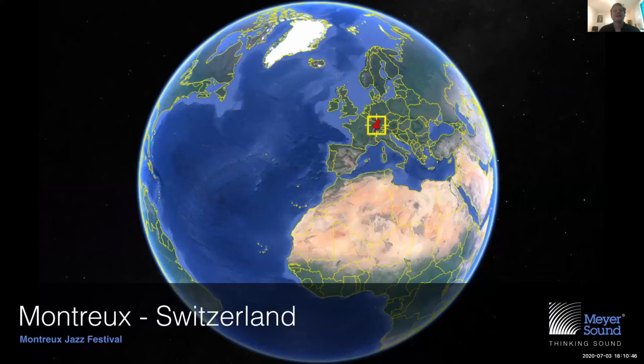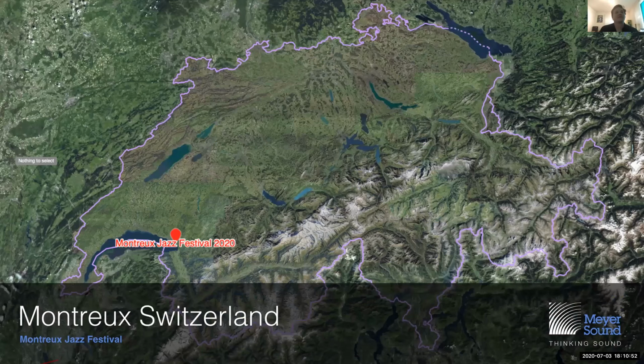So Montreux is located in Switzerland. It's right here in the center of Europe. So the Montreux Jazz happens right next to Lake Geneva or Lac Léman. And for those of you who attended the Fête des Vignerons presentation, the blue dot here represents where the Fête des Vignerons is happening.